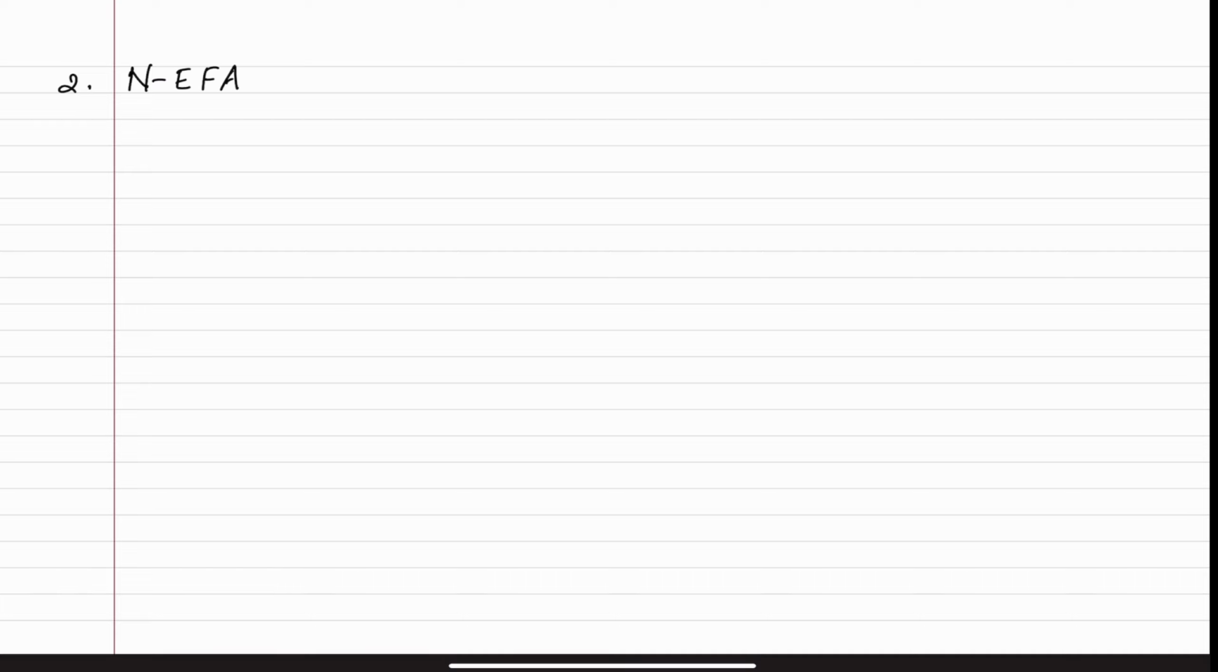The second one is non-essential fatty acid. As the name suggests, these are fatty acids that can be synthesized by the body from other molecules. These are important, but they don't exactly need to be obtained through the diet because our body can synthesize them on their own. Examples for this include palmitic acid and oleic acid. They are mostly found in animal and plant fats. So I'll write that down.